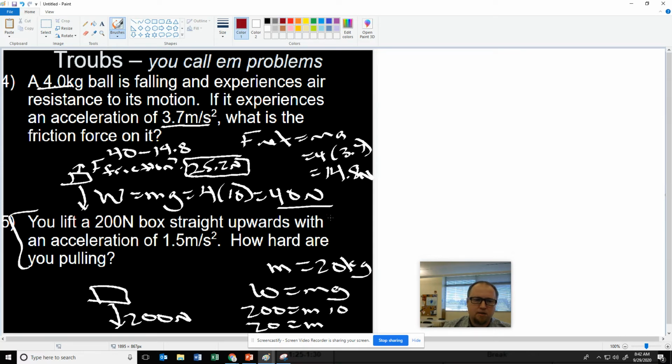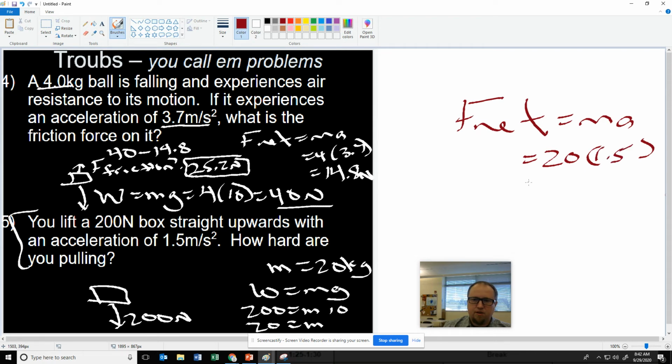Look at what they give you in this one. They said the acceleration, F net equals ma. So my mass is 20 kilograms, my acceleration is 1.5, which is 30 newtons. So for the answer, you don't just say 30, I'm done. Instead, you say 30 is the difference.